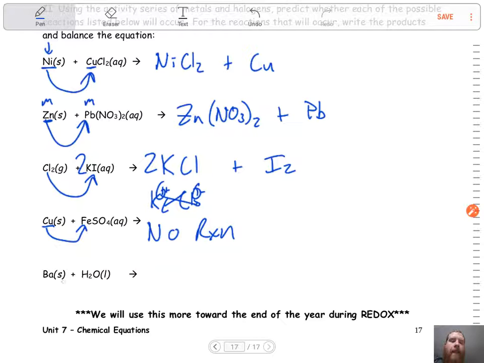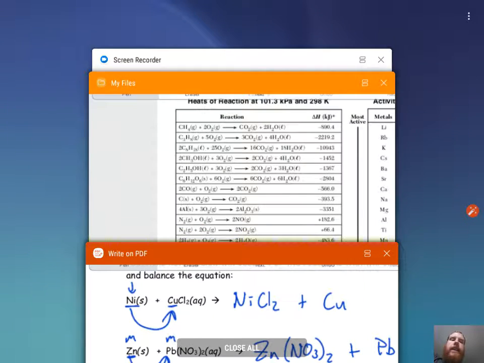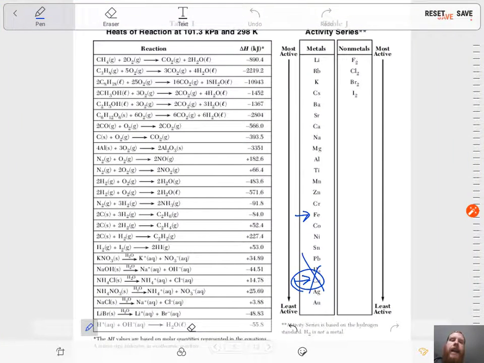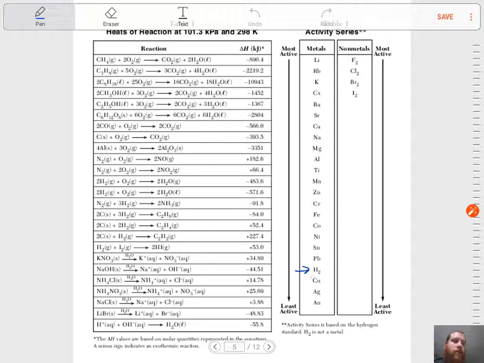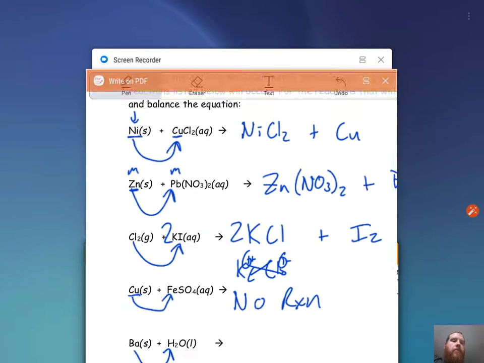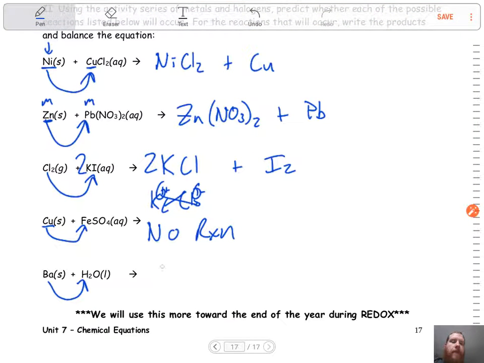And the last one, barium's going to try to kick out hydrogen. Now I know hydrogen, guys, is a nonmetal. But remember, in an ionic compound, hydrogen typically is going to act like a metal because it's going to donate those protons and give them away. And notice, guys, where hydrogen is. Hydrogen is on the metal series. Barium's way up here. That reaction will take place. So we would get a final product that's going to be barium hydroxide plus H2.